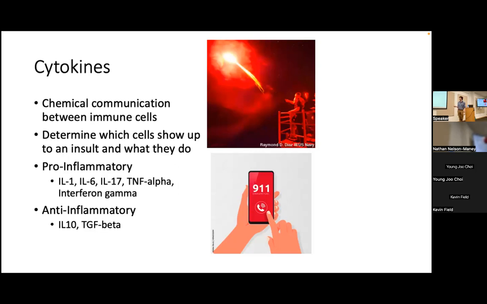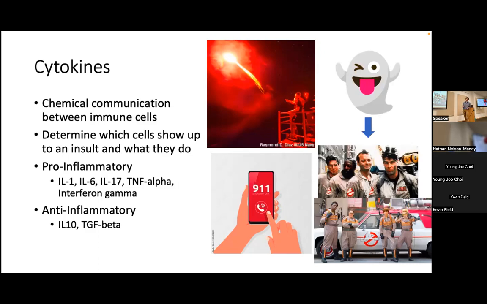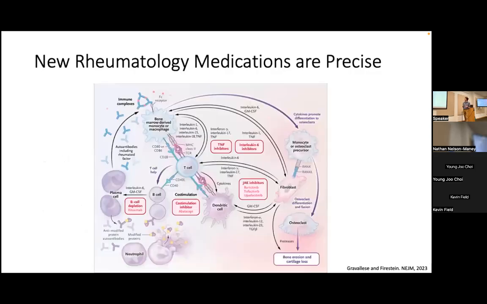We have ones called anti-inflammatory, which generally tamp down the immune response. So think about it like a flare or a 911 call. You bring in the troops or resolve it, depending on what the point is. And these are all really specific and targeted. So the last thing is, if you have a ghost, you want to call the Ghostbusters. So you want to use the right thing to call.